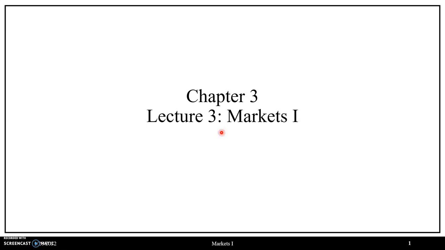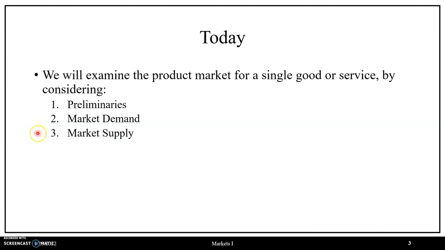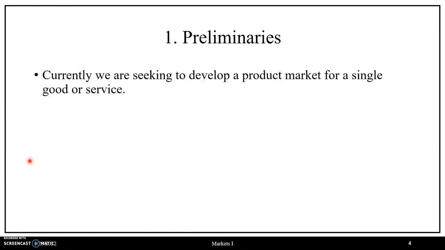In this video, we continue our discussion on Chapter 3, in which we go over markets, whereas in our last video we went over product supply. In today's video, we seek to examine the product market for a single good or service by considering some preliminaries to then discuss market demand, as well as market supply, then put the two together to examine a market, and then conclude by defining as well as examining the equilibrium for a market.